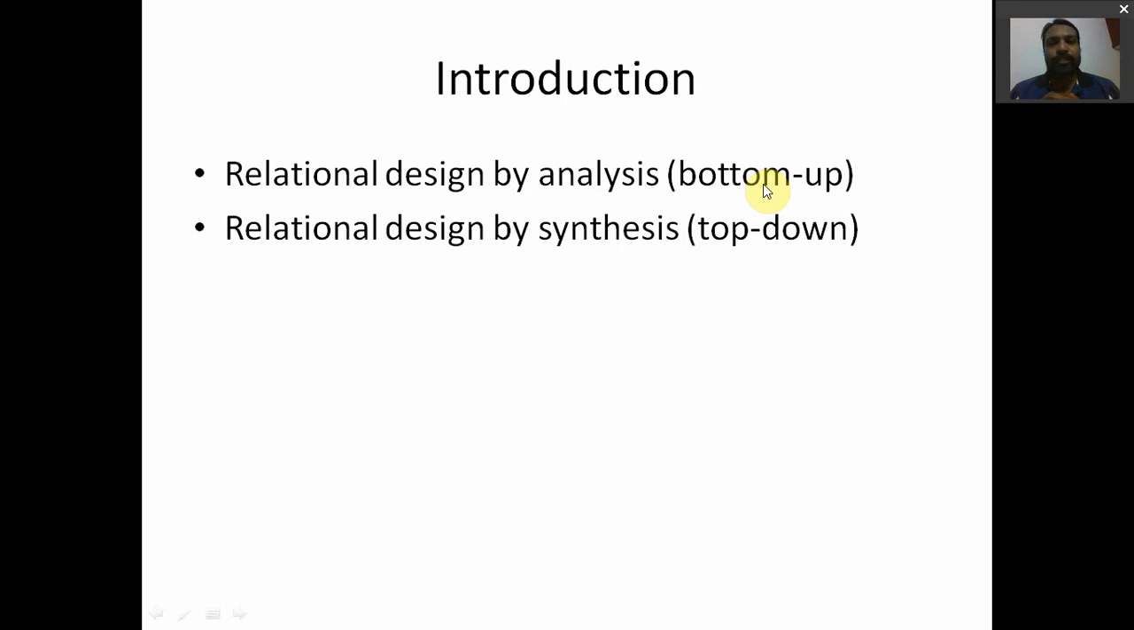Then we try to infer or derive new functional dependencies from this set. And afterwards, we apply algorithms to normalize into third normal form or BCNF. So this is the way we do relational design by synthesis, or the top-down approach.